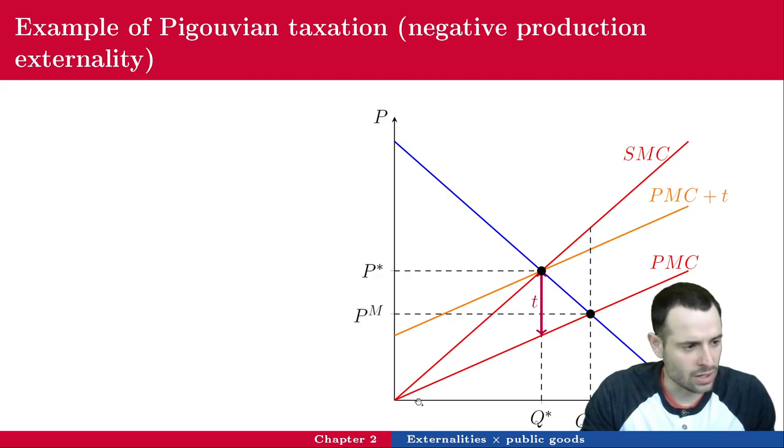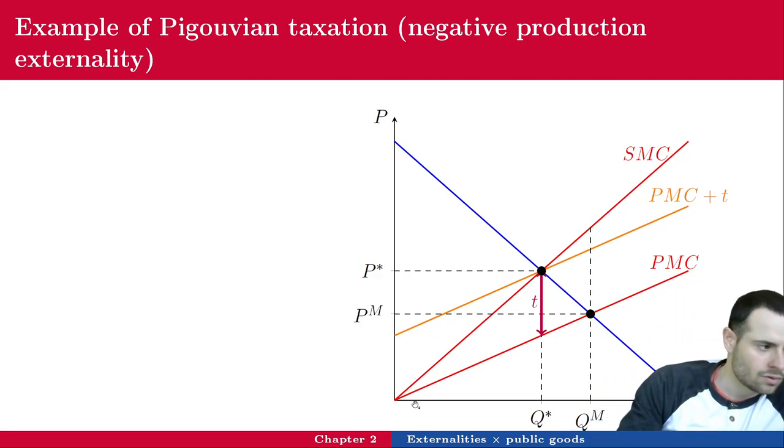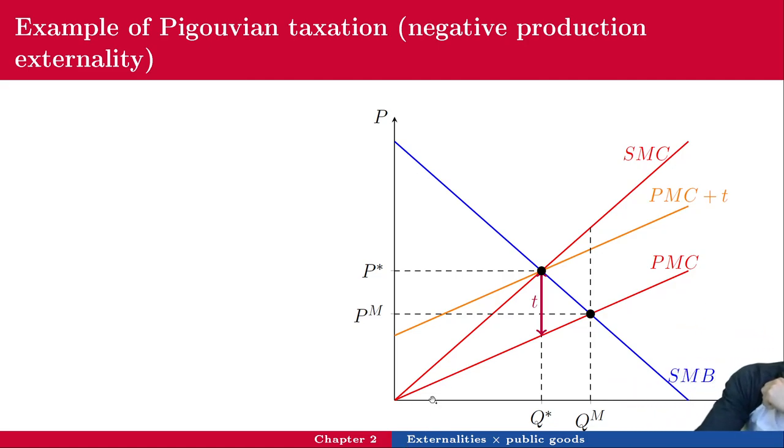If you only produce a little, imagine you're here. If you only produce this amount, then the external damage is not that big. But the more you produce, maybe, the more pollution it causes. But not in the same amount, it produces even more pollution. So that once you produce a high amount like here, the social marginal cost is way higher than the private marginal cost.